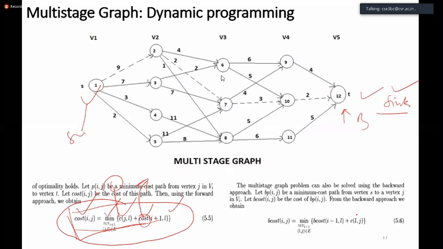Now, in the backward approach, what I told you, it is i minus 1 and l comma j. That means it is reverse, and this is negative. If it is positive, i plus 1 means moving forward. But i minus 1 means it is moving backward. This is j comma l, this is l comma j. That's the difference between the forward and backward approach.